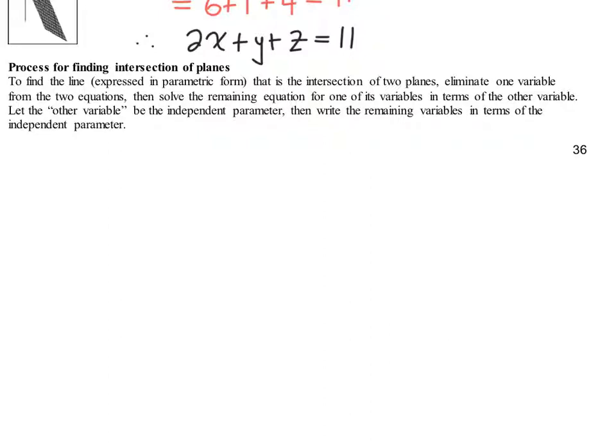If you imagine two planes intersecting, the path generated by that intersection will be a line. And we've already covered the fact that the only way you're going to represent a line in space is with parametric equations. So this technique is going to help us do that. All right, so it's elimination. Eliminate one variable from the two equations and solve the remaining equation for one of its variables in terms of the other.